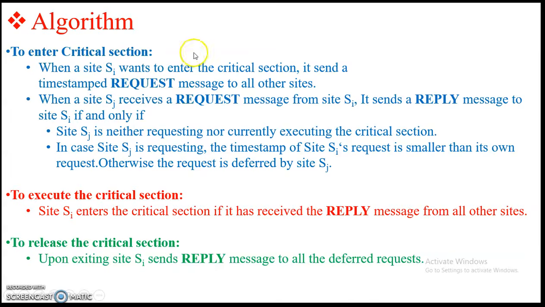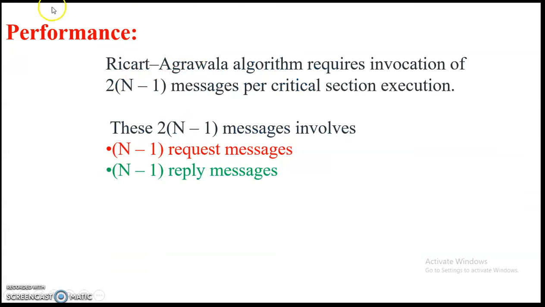mutual exclusion algorithm. Also, we will talk about the performance of Ricart-Agrawala. Here we can say it is 2n minus 1. What is n? n is the number of processes involved in the synchronization process. Now, why 2n minus 1? n minus 1 for request messages and n minus 1 for reply messages. So for every process which wants to access the critical section, there will be n minus 1 request messages and n minus 1 reply messages.